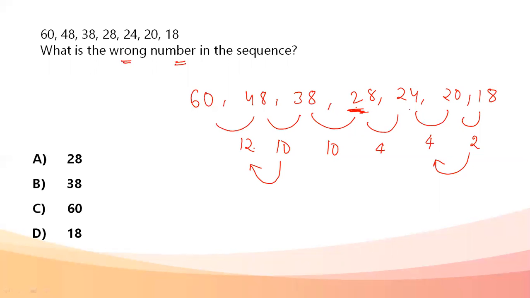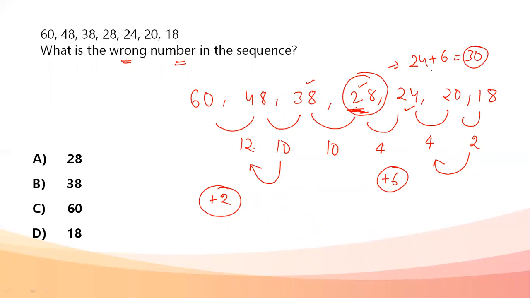Something went wrong. 24 is correct. Then after 24 something went wrong. Maybe 28 was wrong. Maybe 38 was wrong. What went wrong somewhere here? One thing that I can observe is the difference is increasing by 2. So obviously the next difference should have been 4 and then 6. According to that, my wrong number here is 28. It should not be 28. It should be 24 plus 6, that is 30, and the rest of the sequence is given according to that. So the wrong number here is 28. How did we get to it? We went with the difference of the numbers.